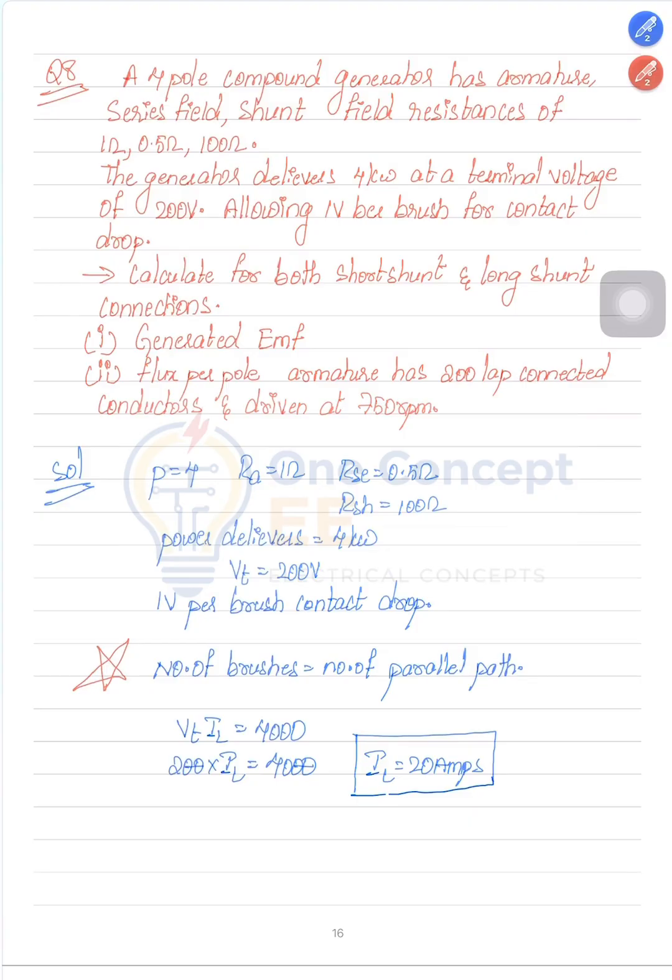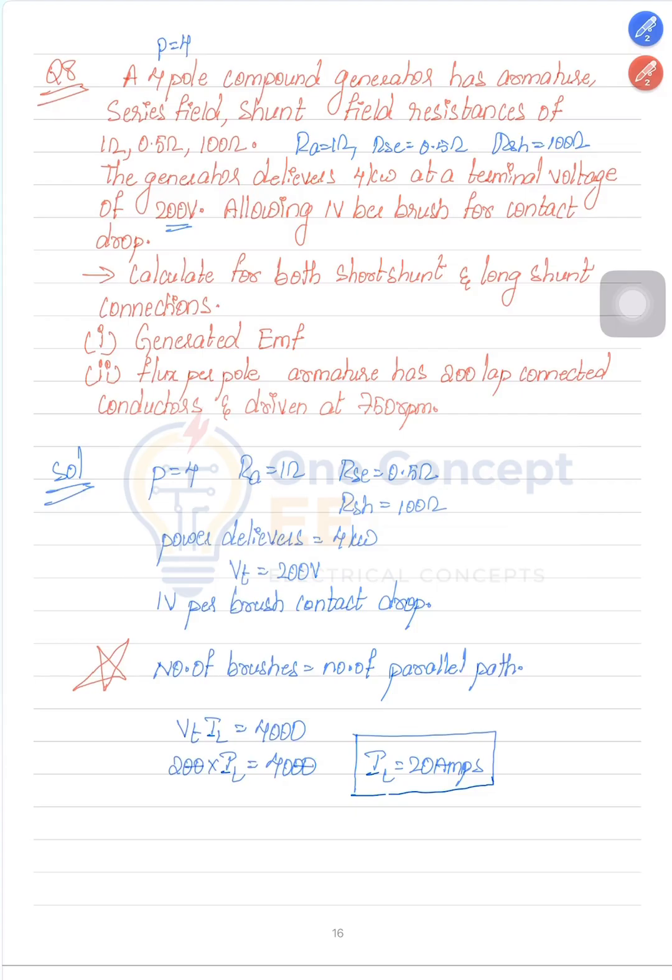This is one of the DC machine questions. Let's solve this question. Here it is given a four pole DC machine, which means the number of poles equals 4. It's a compound generator with armature, series, and shunt field resistances of 1 ohm, 0.5 ohm, and 100 ohm respectively. The generator delivers a rated power of 4 kilowatt at a terminal voltage of 200 volts, allowing 1 volt per brush.